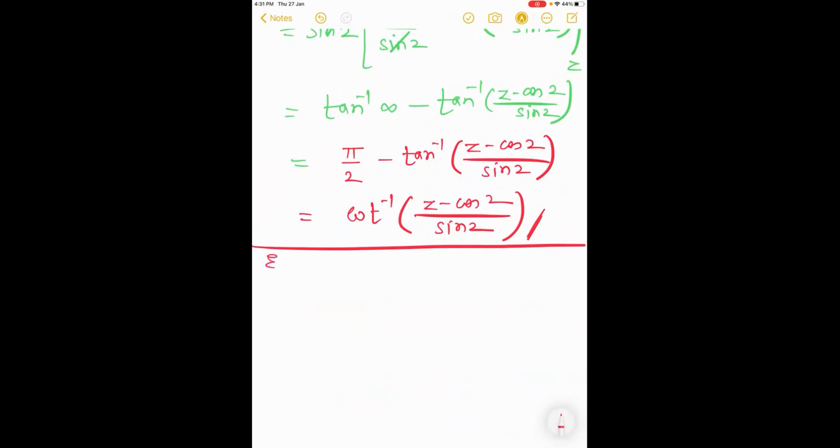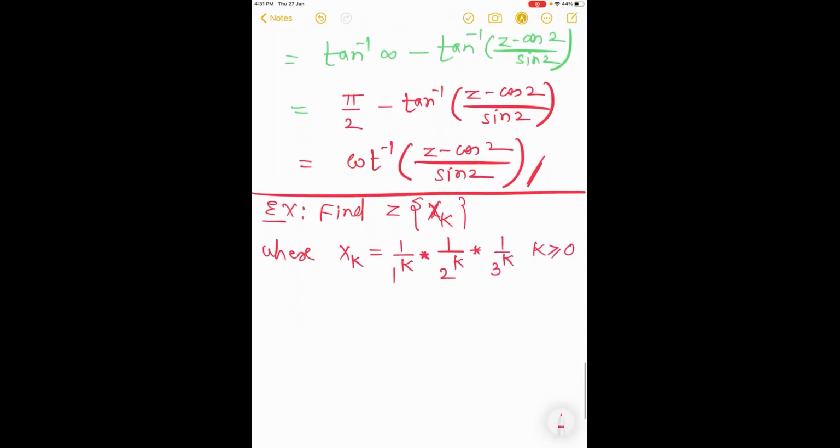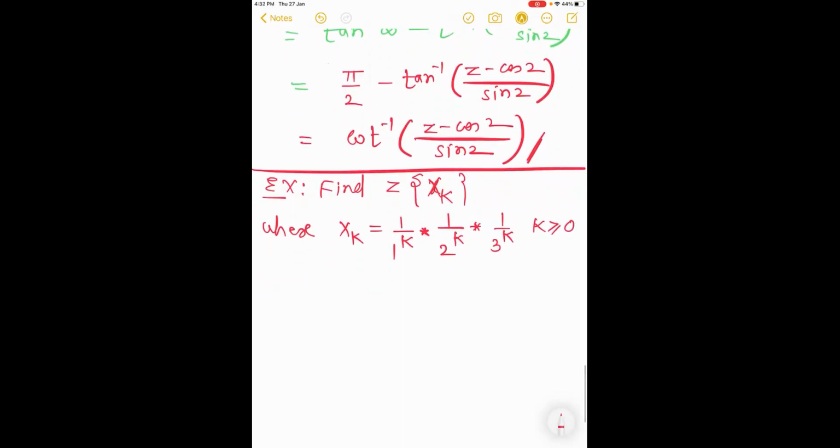Next example: find the Z transform of x of k, where x of k is equal to 1 upon 1 raised to k, star operation, 1 upon 2 raised to k, star operation, 1 upon 3 raised to k. So 3 sequences are there and their convolution is to be calculated. So this means it is a convolution of 3 sequences.